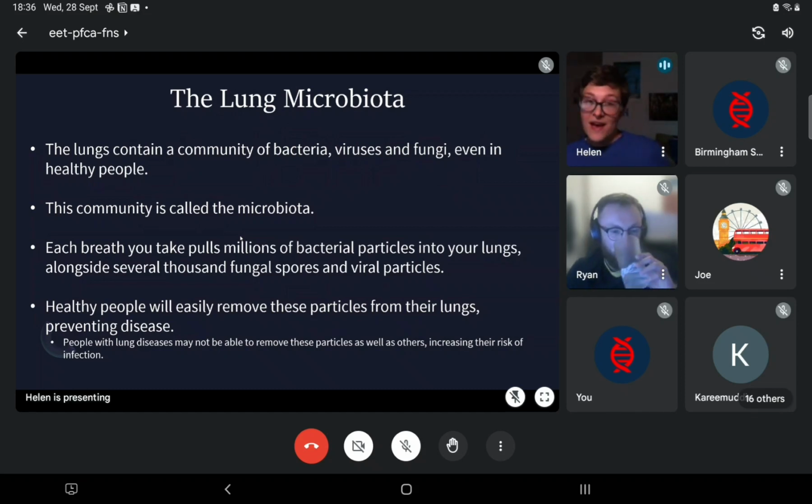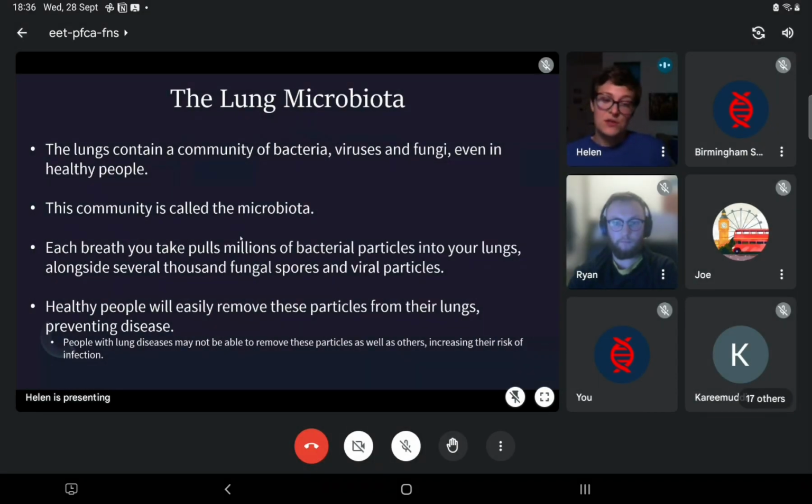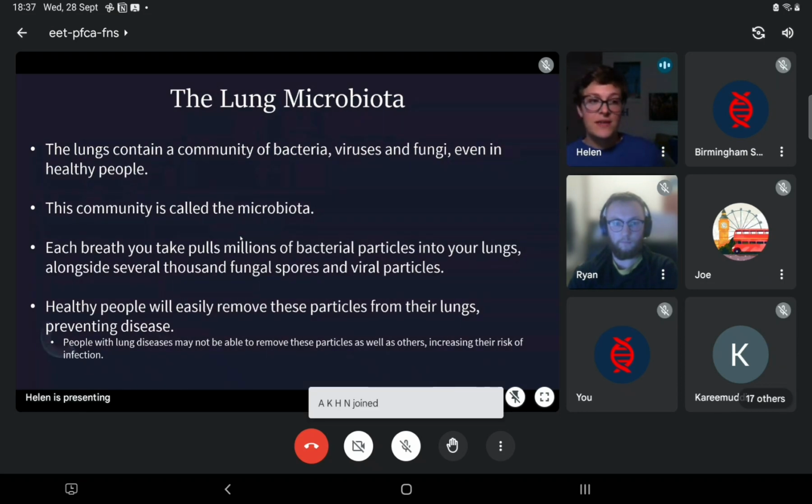So basically, if you are healthy, your lungs will be very, very good at removing all these particles from the lungs, and that prevents disease because these particles don't have a chance to settle, get familiar, and then cause disease. However, people with lung diseases, their lungs don't function as well, and as such, they won't be able to remove these particles, which gives those particles a really good opportunity to start creating an infection.